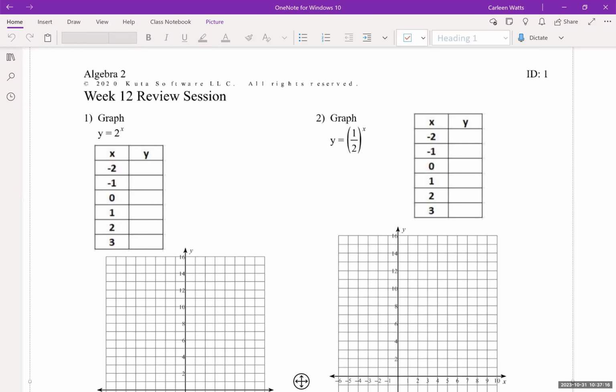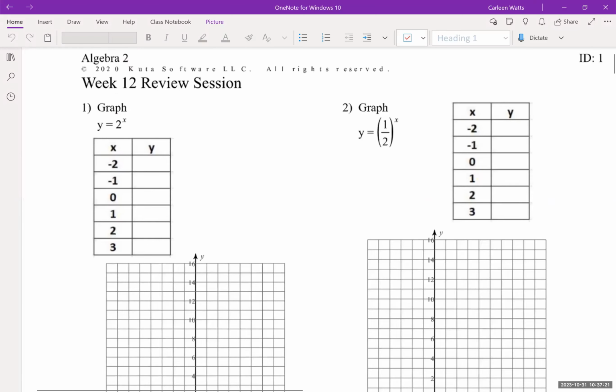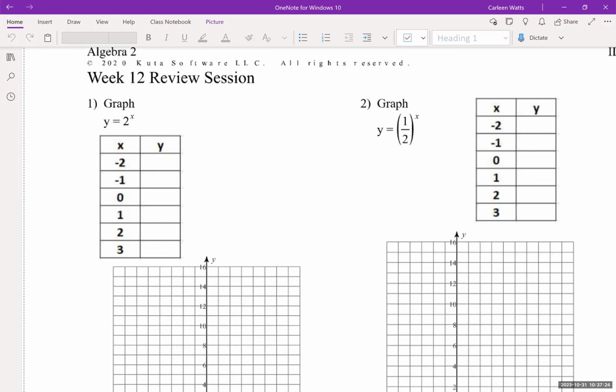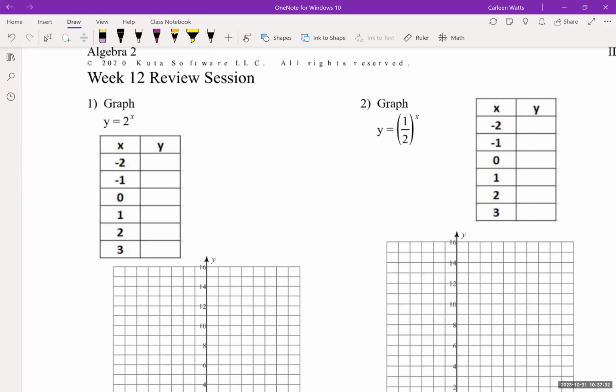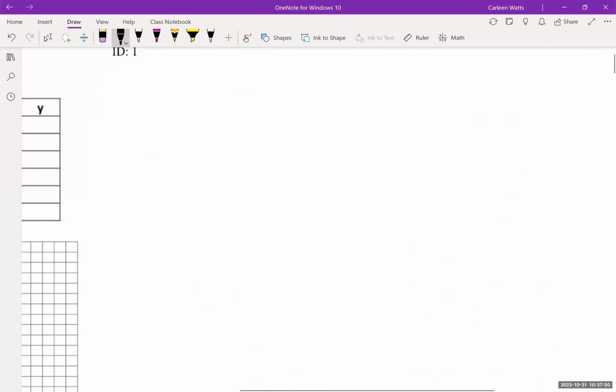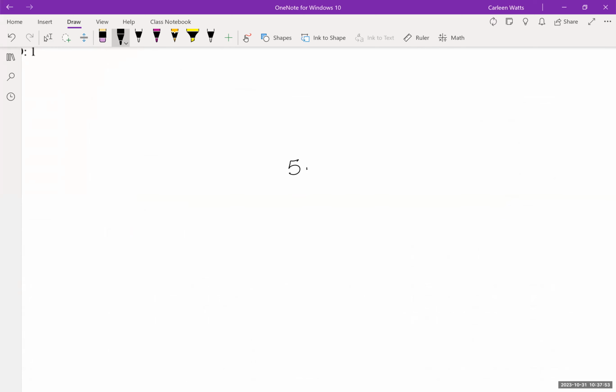Okay, let's talk about graphing exponential functions. So notice we have number 1 and number 2. Okay, let's talk about the parent graph. So the parent graph for an exponential function, notice that this is the base. Let's just talk about the base. All about the base.